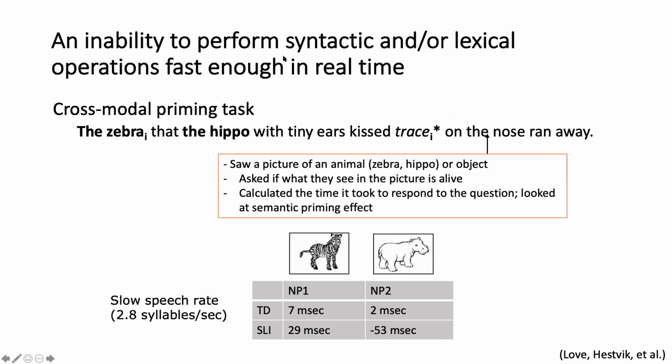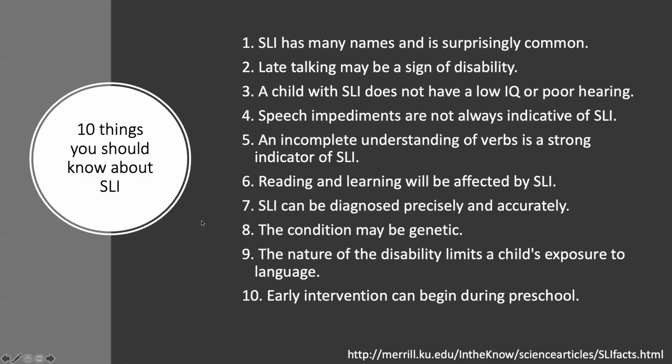So what that suggests is that basically children with SLI, when you slow things down for them a little bit, are able to process things a little bit better, suggesting that they just can't in real time do the type of syntactic and lexical operations that typically developing children can do. But again, if you slow it down, they do a little bit better.